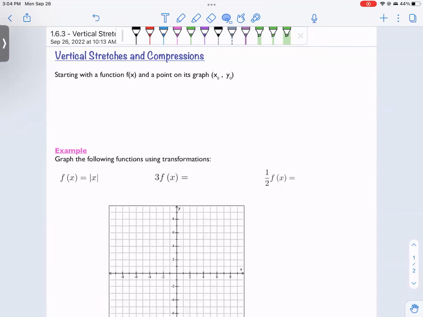Now, there's also horizontal stretches and compressions. I refuse to talk about them. They're so confusing and unnecessary for us to talk about. So we're just talking vertical stretches and compressions.